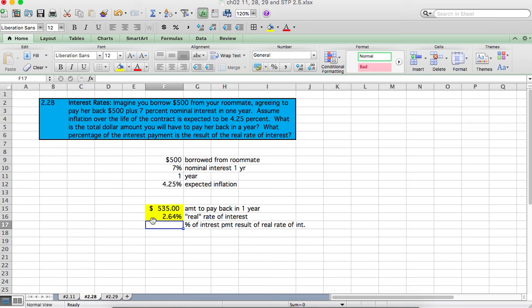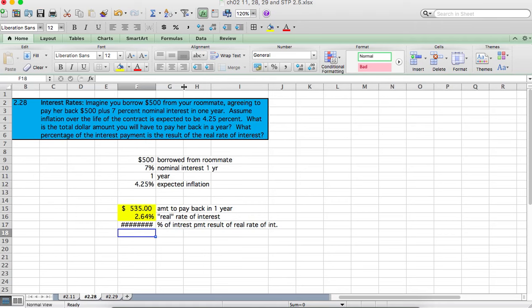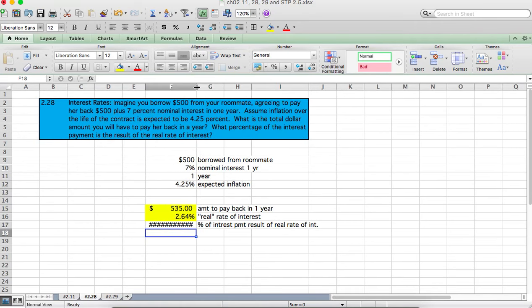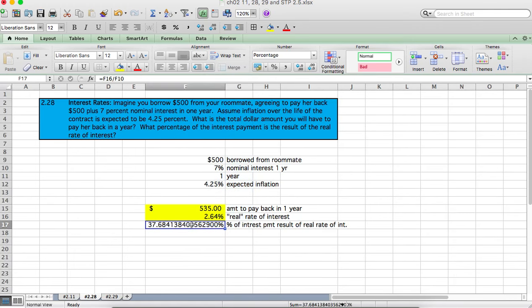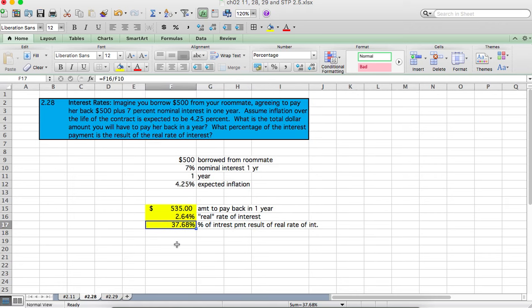Okay, and the last part of the question, percent of interest payment as a result of a real rate of interest. Well, all we need to do is take our real rate of interest divided by 7, which is the nominal rate of interest. And when you get those pound signs, it doesn't mean you did anything wrong. It just means you have to make this a little wider here. And it's probably a really big decimal. It is. So we want to reduce it down to 2 decimal places. And you will get 37.68%. And that's your answer.